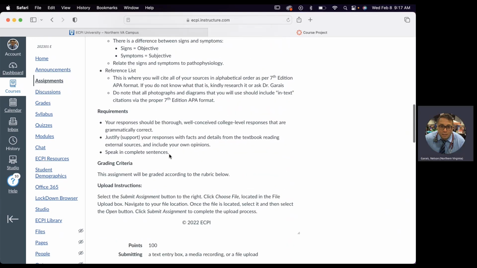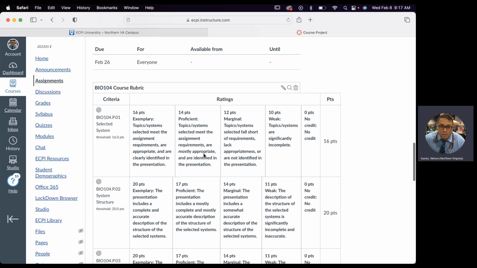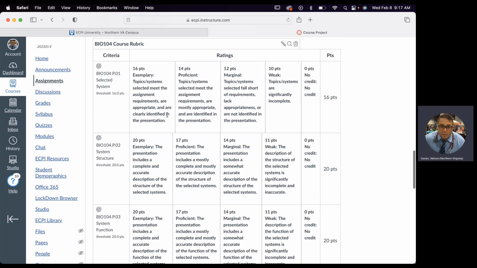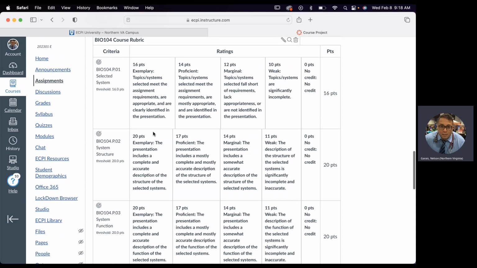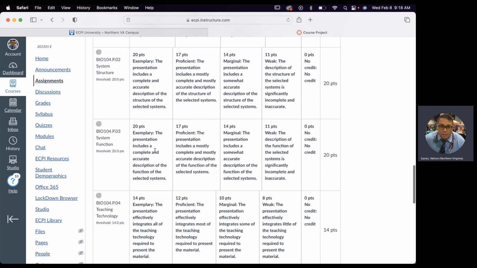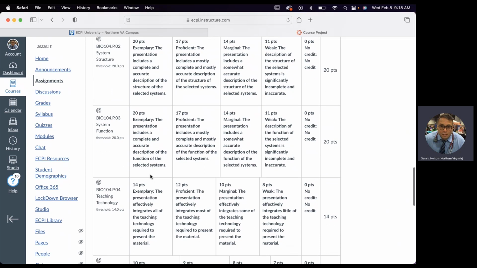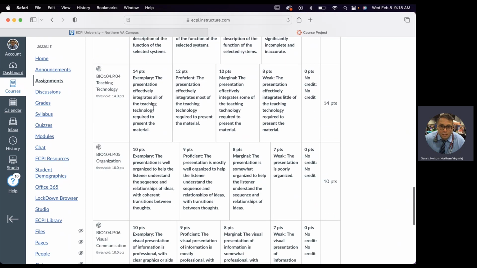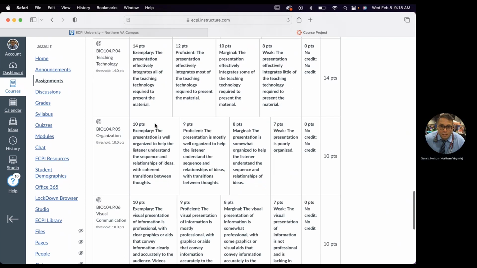All right. So your response is well conceived, it's college level, right? And if you're looking at what you need to get an A, did they meet all the above requirements? Did the presentation include a complete and accurate description of the anatomy and the pathology that we just talked about? Did the selected systems, yeah. Did the presentation integrate technology, which is what? This PowerPoint, and being able to copy and paste stuff onto this PowerPoint in a neat and presentable fashion.